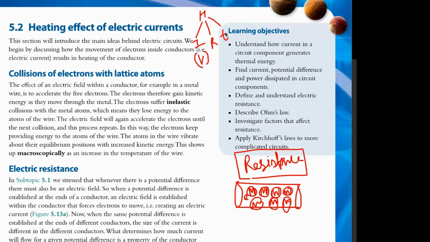So three things decide the heat energy produced: current, resistance, and the time taken. From there only we have Joule's law of heating, which we are going to see now. So let me go forward.